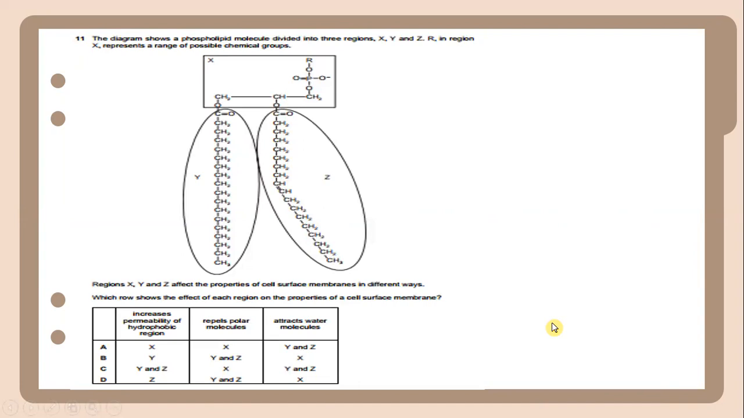Number 11. The diagram shows a phospholipid molecule divided into regions X, Y, and Z. R in region X represents a range of possible chemical groups. Regions X, Y, and Z affect the properties of the cell surface membrane in different ways. The answer will be: it will increase permeability of the hydrophobic region, which is Z. Repelling polar molecules will be Y and Z, and attracting water molecules will be X.